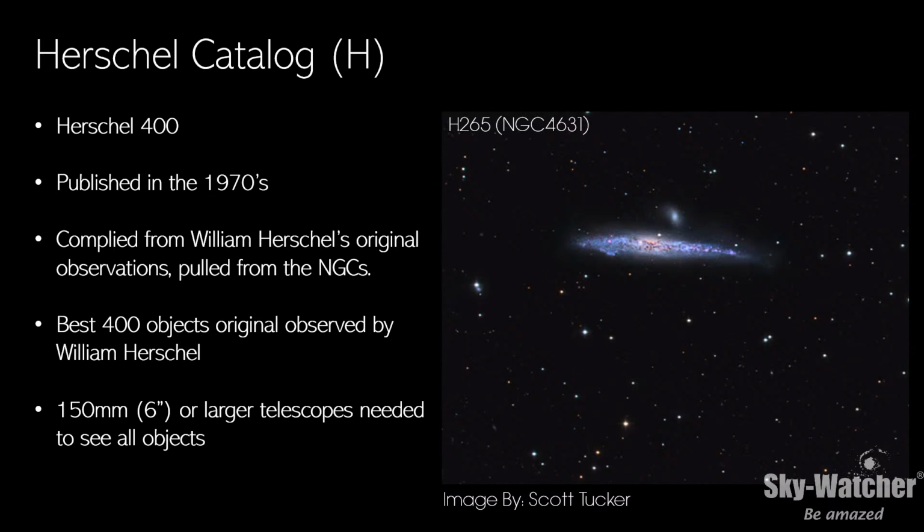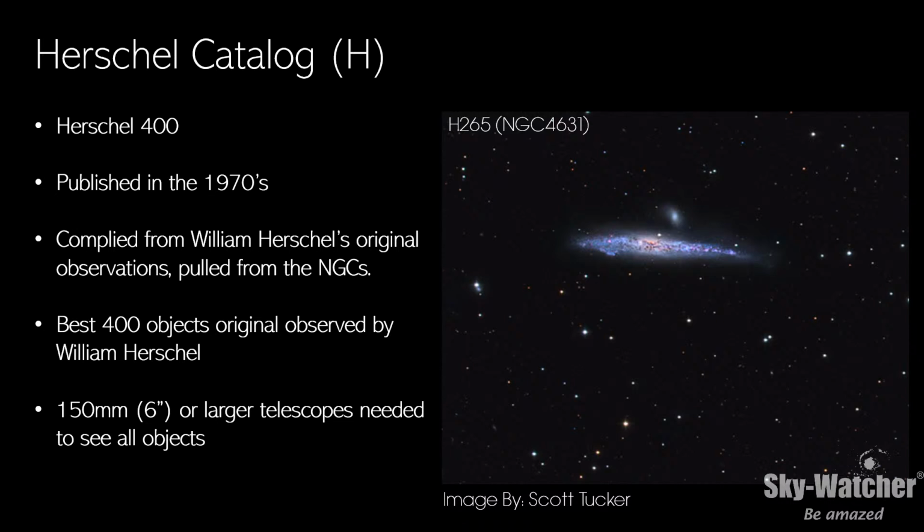This is more of a visual challenge set than really photographic, because everything in the Herschel 400 is an NGC. So it's all covered under the NGC catalog. So if you're imaging, you're probably just going to go after the NGC number. But if you're looking for a visual collection of objects that are more advanced than the Messier Catalog and you want a project to work on, the Herschel 400 is a very good one to go after. You can see most of them in a 6-inch telescope.